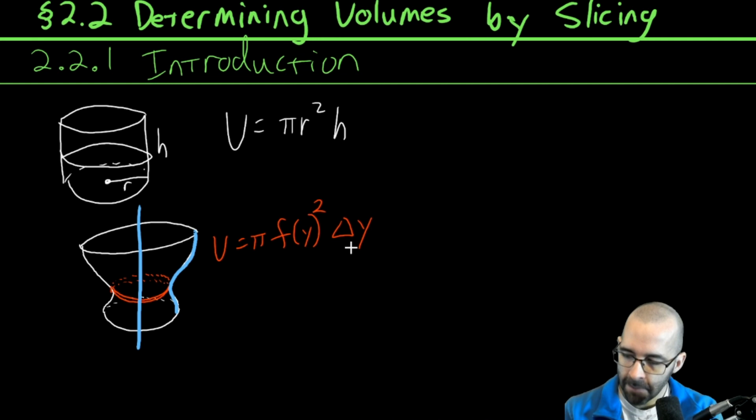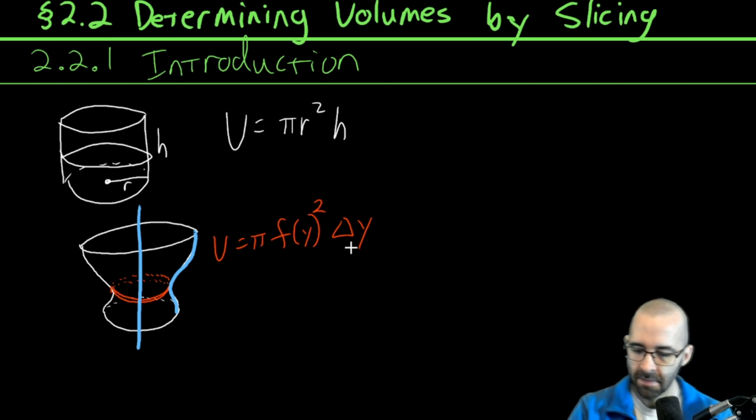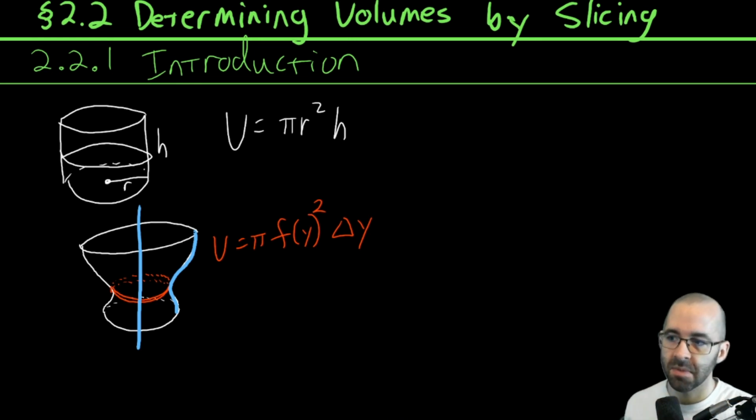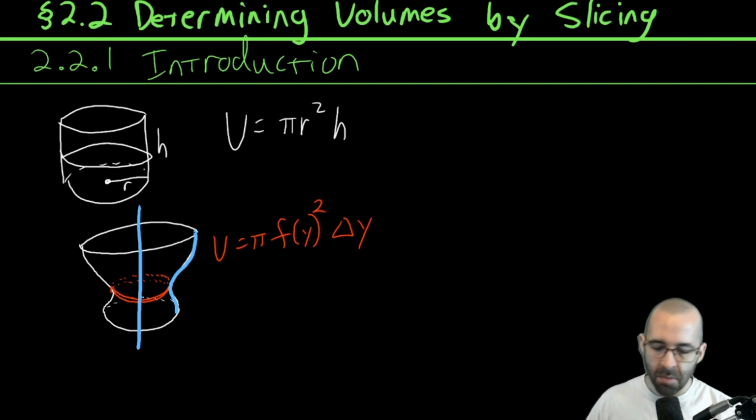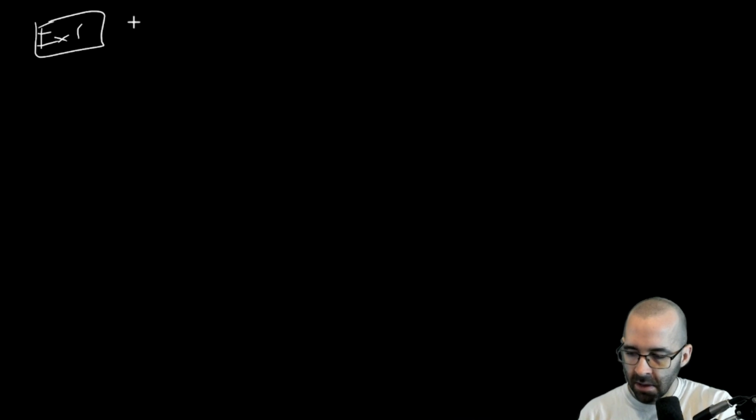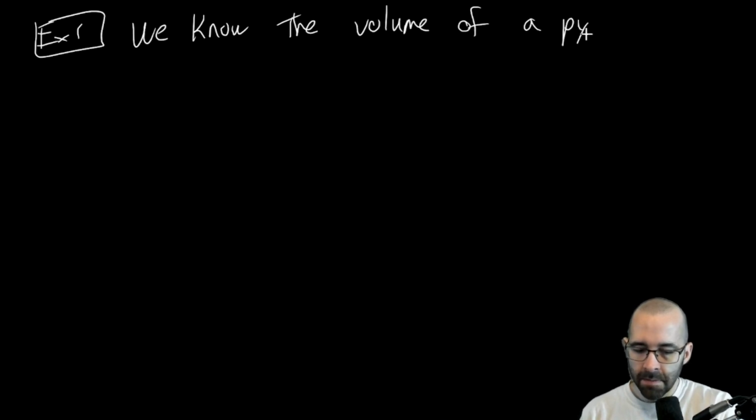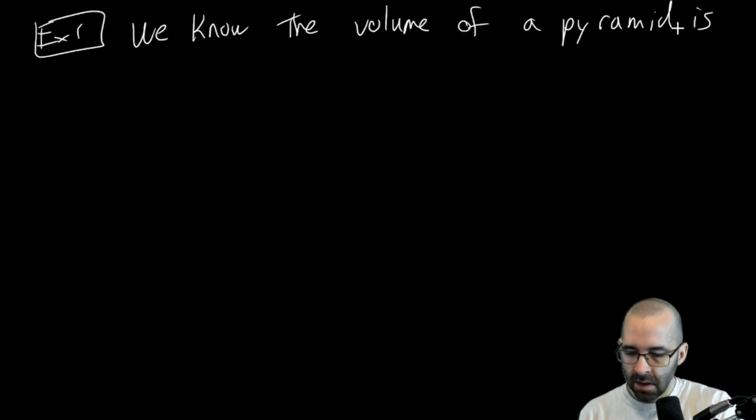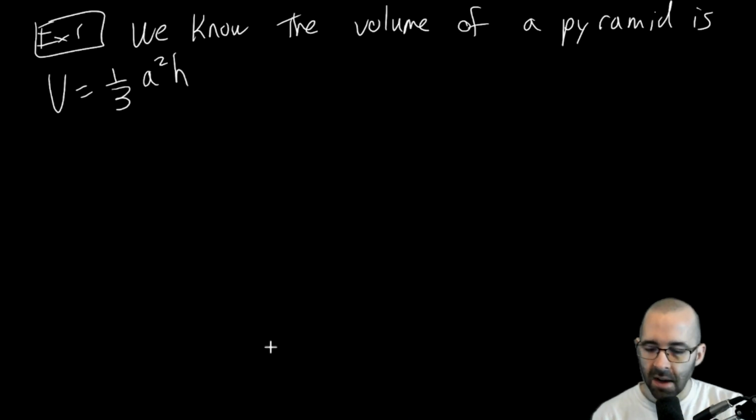So let's do an example and then introduce a more formal way of doing these problems. And as the section goes on, we'll get more and more formalized, with more and more information and connections. But this is basically what's happening here. All right, so example 1. We know the volume of a pyramid is 1/3 the area of the bottom times height.